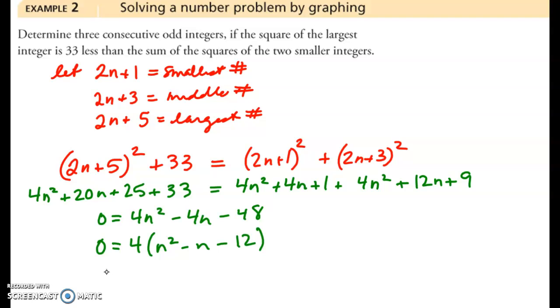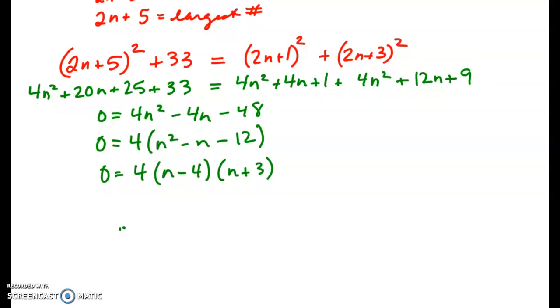Okay, and then when I factor that trinomial, let me see, it multiplies to negative 12 and adds to negative 1. That would be n minus 4 and n plus 3. So we've got 2 factors here, giving us 2 options for our variable n. In this case, we see that n is 4. If n is 4, that makes the equation true. Or from this second factor, we see that n could be -3. And that will make the equation true.